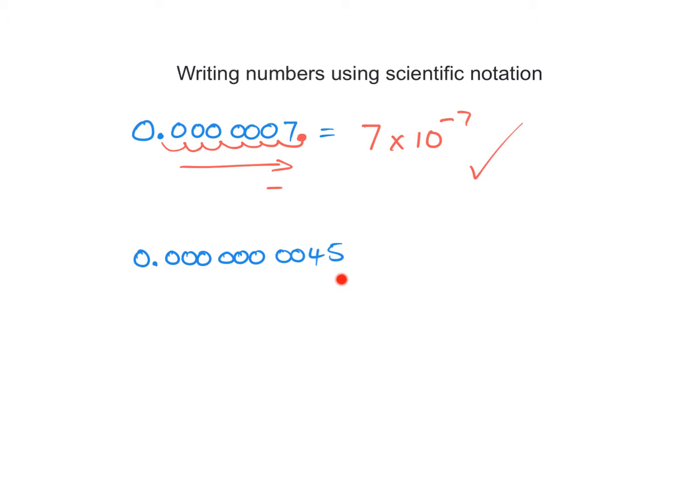Well, here's another one. Why don't you give this one a go? Put the video on pause and come back when you're ready. Well, here I need to move my decimal place to its position over there. So I've moved it once, twice, 3, 4, 5, 6, 7, 8, 9 times. So this is going to be 4.5 times 10 to the negative 9.